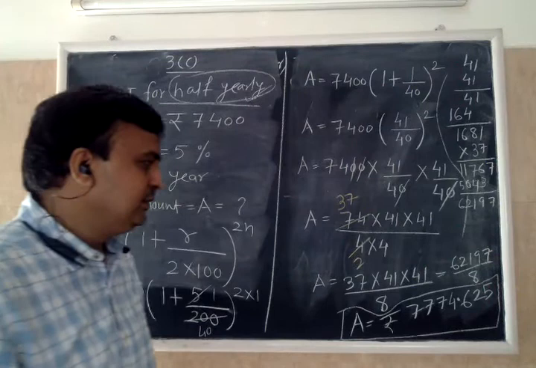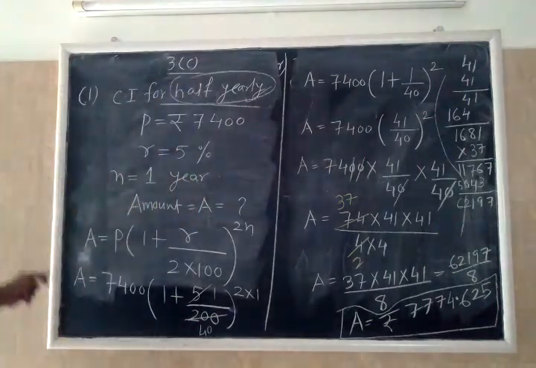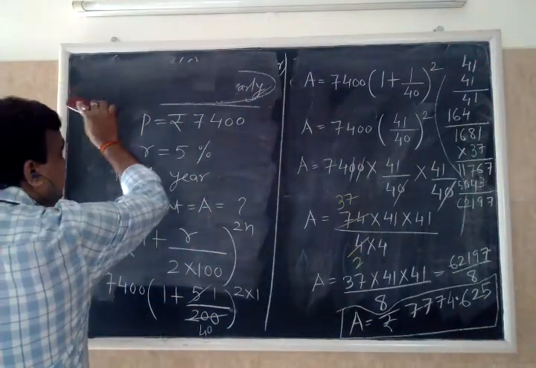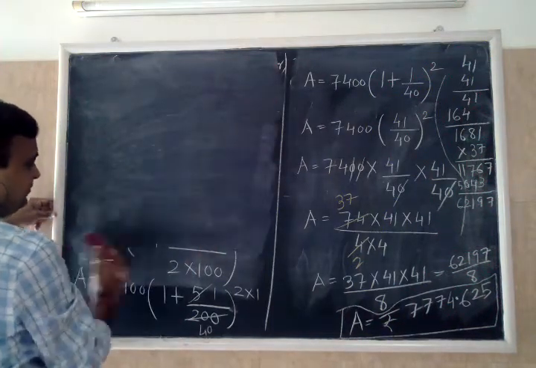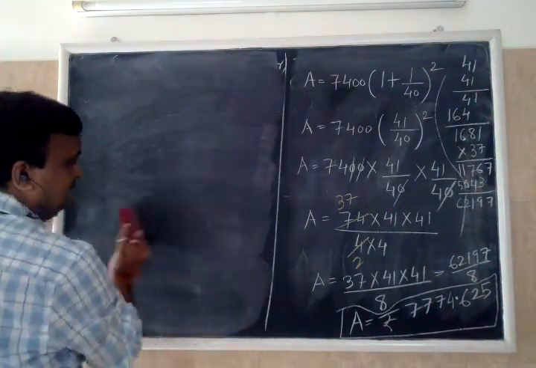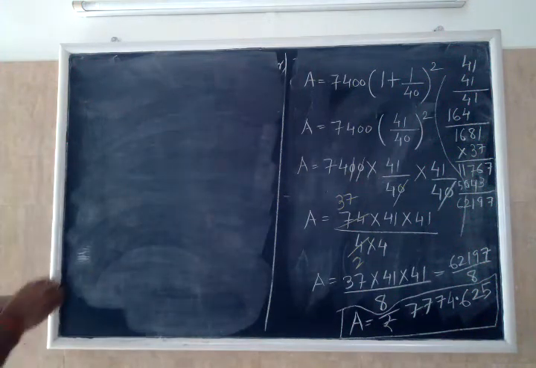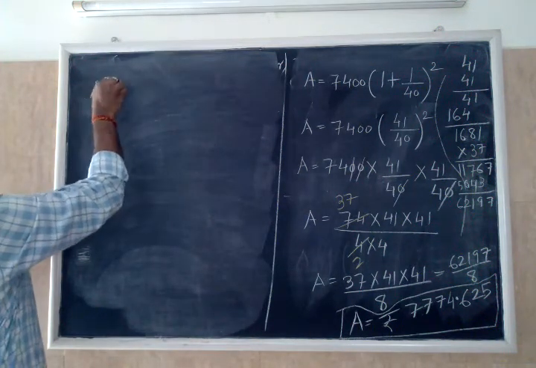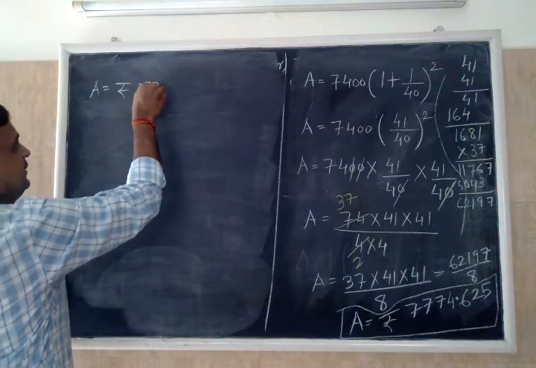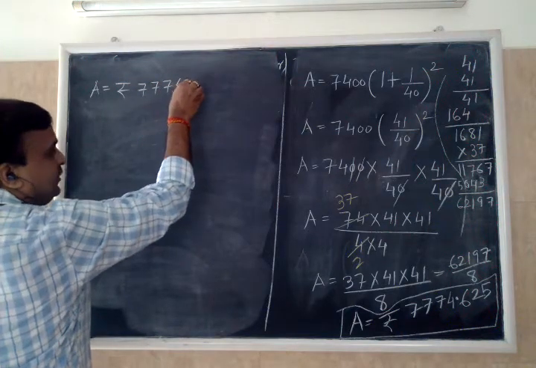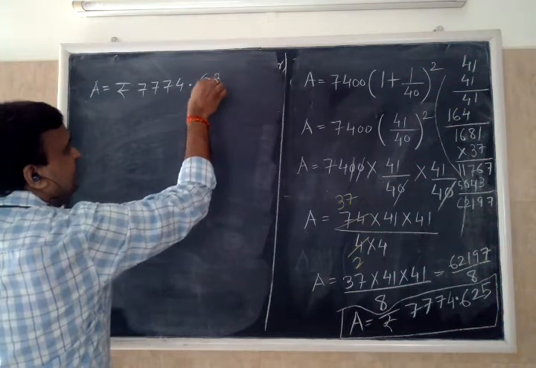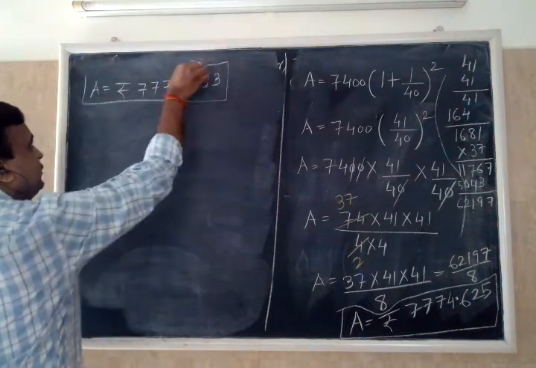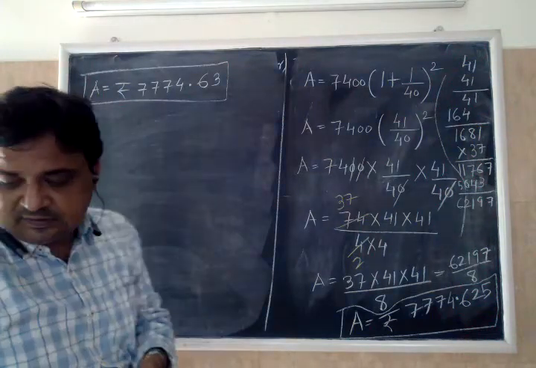Yes. Satish Patel, you got the same answer or different? So A is rupees 7,724.625. 64.625. If you can round up to 63. Okay, 625, which is same as 63.